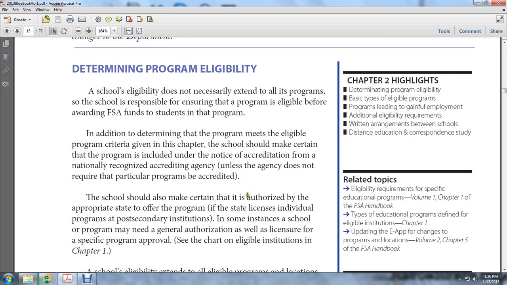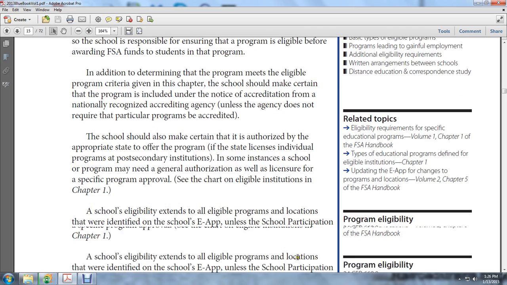The school should also maintain authorization from the appropriate state for the program if the state assigns individual programs a postsecondary institution. In some instances, a school program may need general authorization as well as licensure for specific program approval. See the chapter for eligible institutions in Chapter 1.